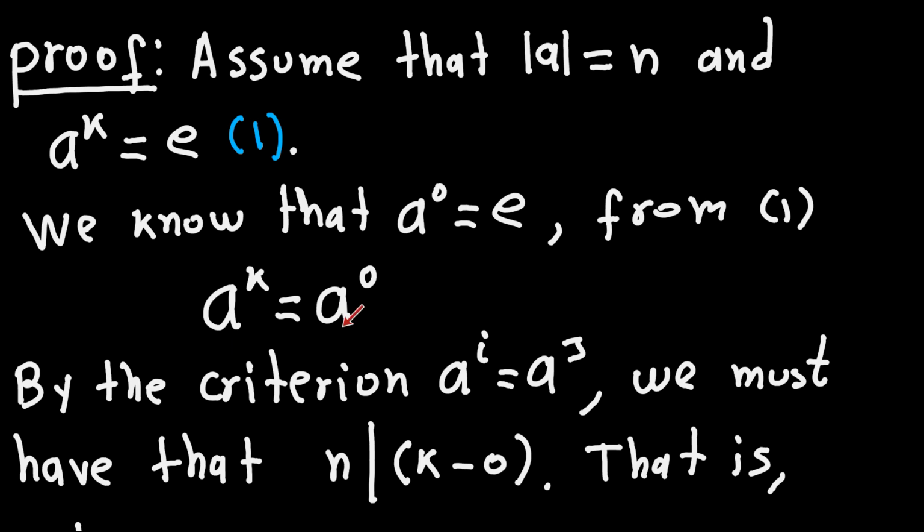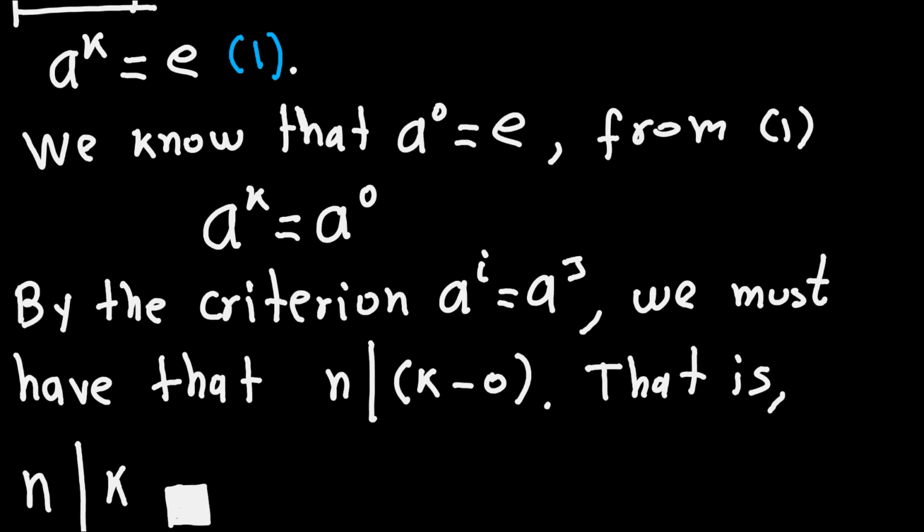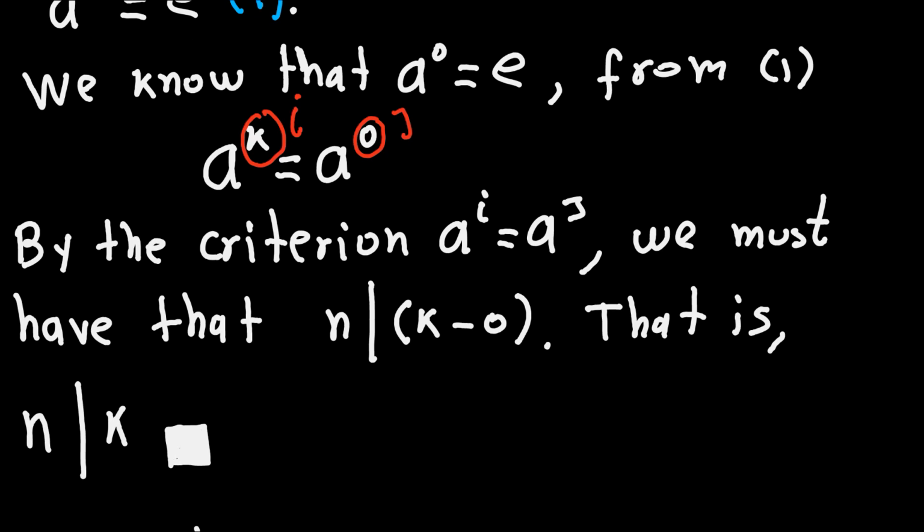So if A has finite order, like this one, if you have two powers of A that are the same, then n, the order of A, has to divide the difference. So in this case, this k that is here is playing the role of i, and this 0 here is playing the role of j. So in the theorem that we proved in the first lecture, if two powers of A are equal, then the order of A divides the difference. So in this case, it would be k minus 0. That is, n divides k.